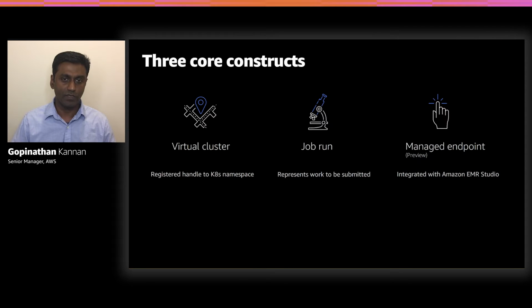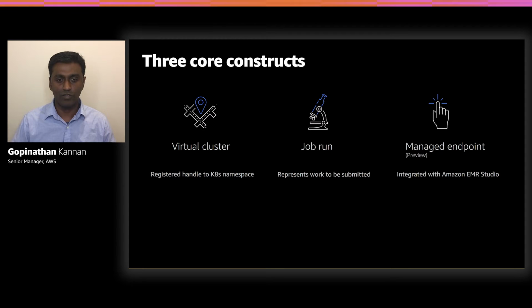First is a virtual cluster. That is a registered handle to an EKS cluster and a Kubernetes namespace. In Kubernetes, a namespace is defined as a virtual cluster backed by a physical cluster, which is intended for use in environments with many users as a way to divide cluster resources between teams and projects. We carry that notion forward into EMR with the EMR virtual clusters construct. This has a one-to-one relationship with Kubernetes namespaces.